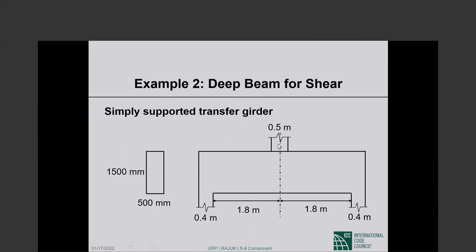This is the load applied at the 0.5 meter width of the column or whatever. This is a transfer girder. This is a column coming down on the girder, and then the girder is supported on two columns that are 3.6 meters apart, and the columns are 0.4 meters, 400 millimeters wide. So this is 1.8 meters, this is 1.8 meters.